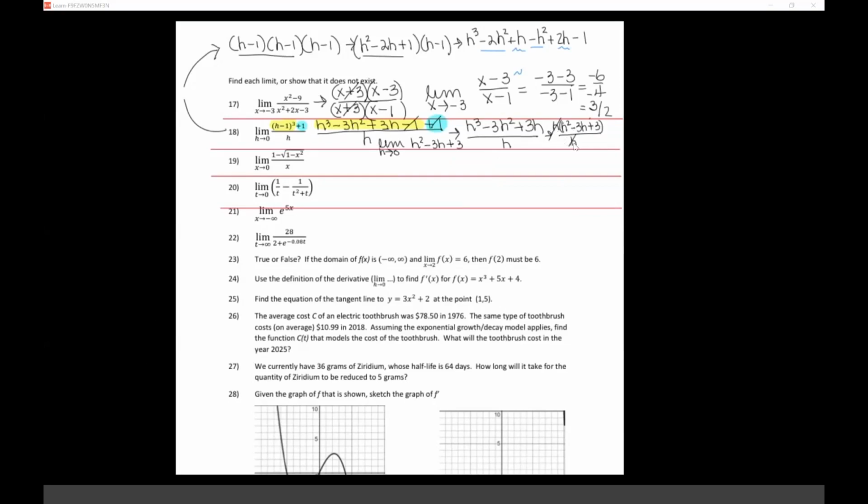Once these h's are gone, I don't have a denominator anymore. I just have this up here. Can I plug in 0 for h now? What do you think? What happens if you plug in 0 here? 0 squared is 0, minus 3 times 0 is 0, plus 3. Anything undefined happen?